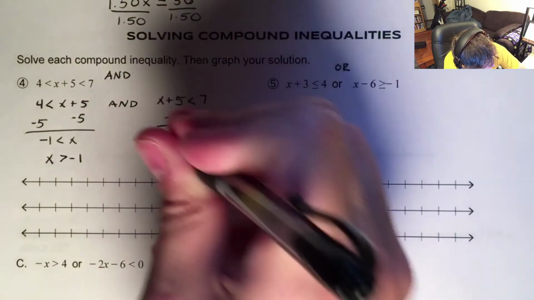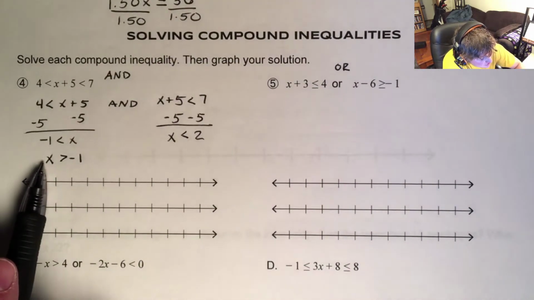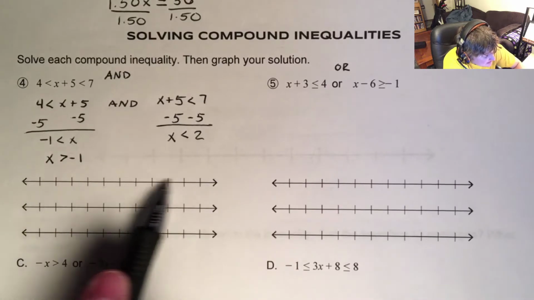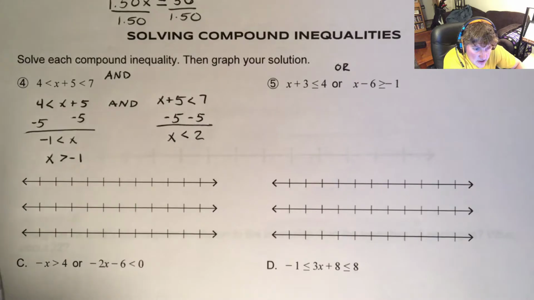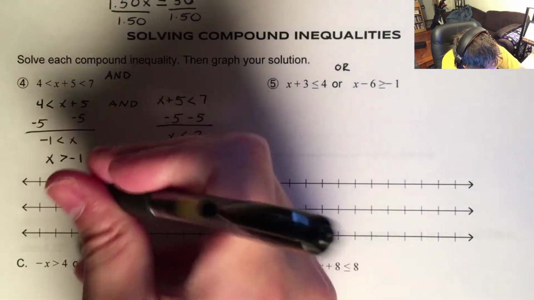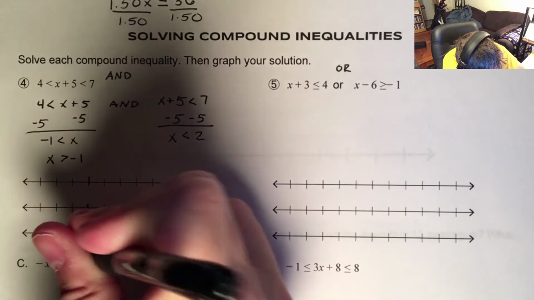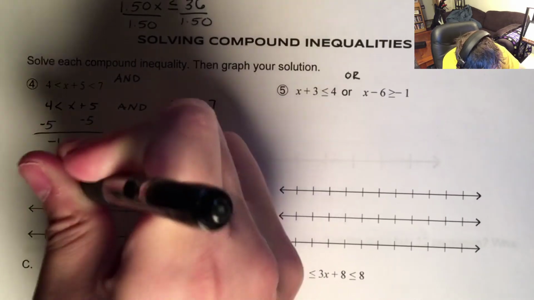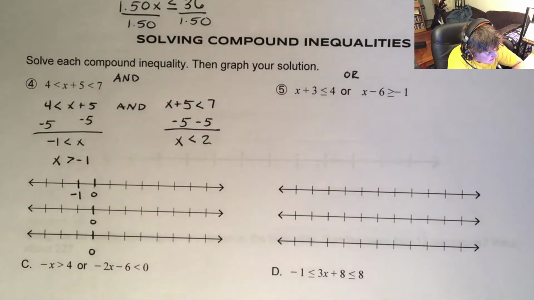Okay, so this is x is less than 2. So what I'm going to do is graph this first one on this top one. Let's say x is less than 1. So let's go ahead and put 0 here, and I'm going to put 0 in the same spot on all of them. And I'm going to put negative 1 right here. And I know that x needs to be greater than negative 1.